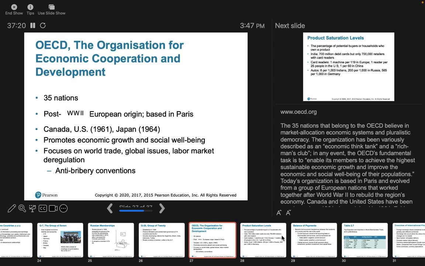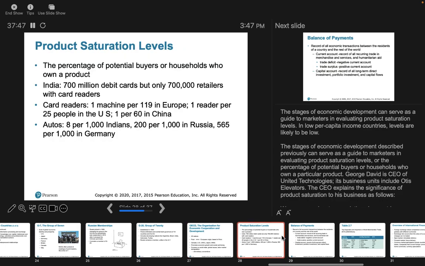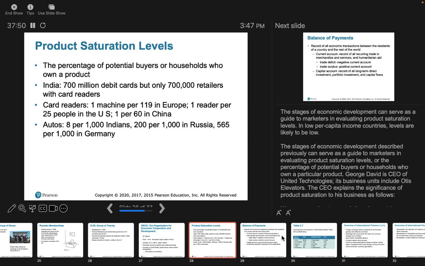We also look at the OECD, the Organization for Economic Cooperation and Development. This consists of 35 nations, and Canada, the US, and Japan are all part of it. They promote economic growth and social well-being. They focus on world trade, global issues, and labor market deregulation, and also organize anti-bribery conventions. And then there is the percentage of potential buyers or households who own a product, and they also look at other aspects of economic development.